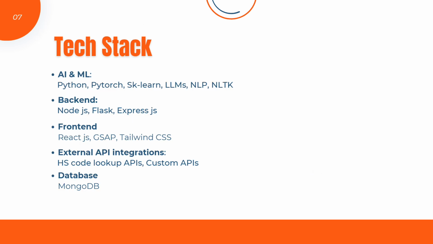For tech stack, we have used Python and Python libraries like PyTorch, sklearn, large language models, natural language processing, and the Natural Language Toolkit for AI/ML. For backend, we have used Node.js, Flask, and Express.js. For frontend, we have used React.js, GSAP, and Tailwind CSS. For external API integration, we have used HS Code lookup APIs and customs APIs. For database, we have used MongoDB.